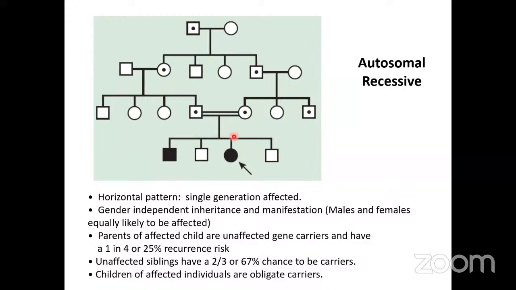Okay. So here, parents of an affected child are unaffected, obligatory unaffected gene carriers. They have to carry this gene. Okay. And they have a recurrence risk of 1 in 4 or 25%. Unaffected siblings have a 67% chance of being a carrier. These are numbers you can calculate, but standard numbers. Okay. Children of affected individuals are obligatory carriers. Suppose this person marries an unaffected person or non-carrier, then the offspring of this couple will be obligate carriers.